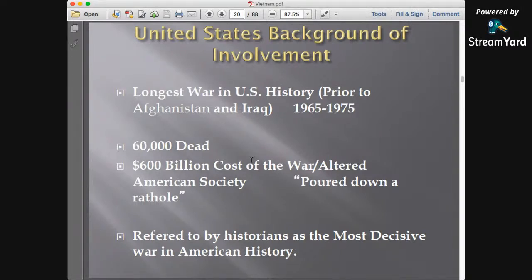You look at the United States involvement, you look at the cost that it took on America, and you look at how it shifted American policy in the post-Vietnam War era, and we can definitely look at that. So it's referred to as the most divisive war in American history.